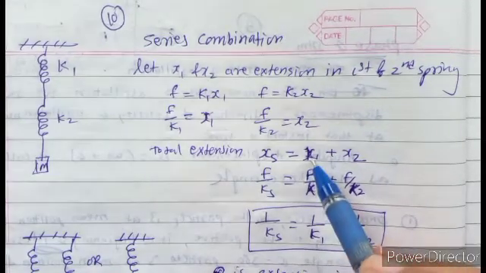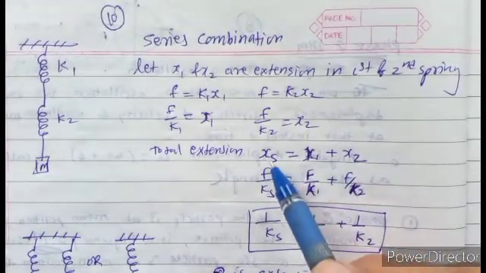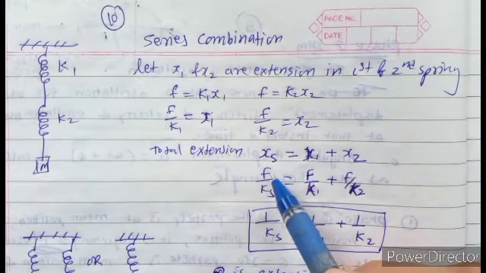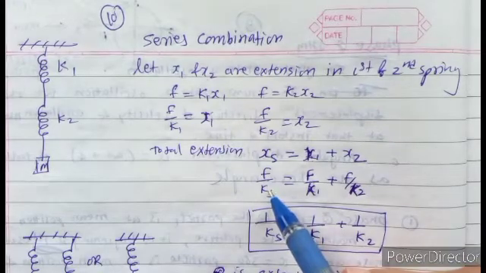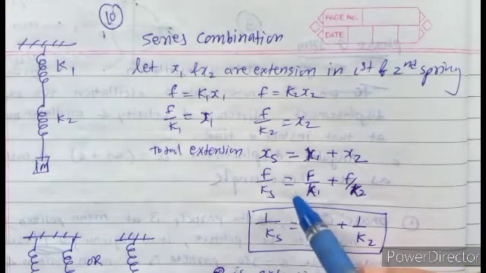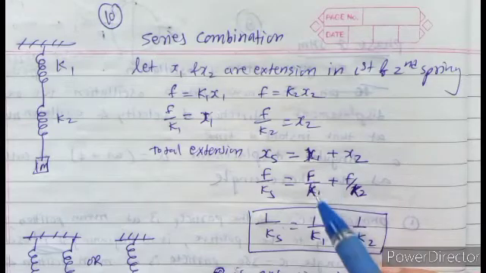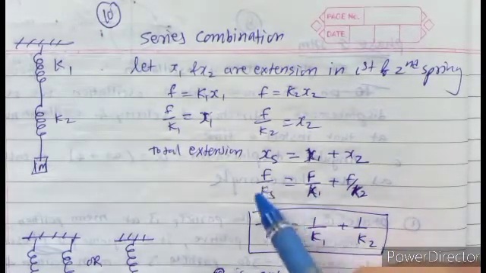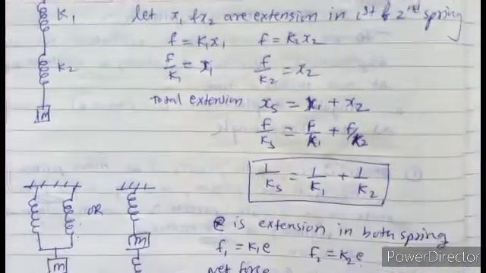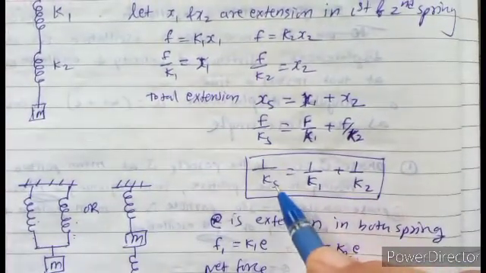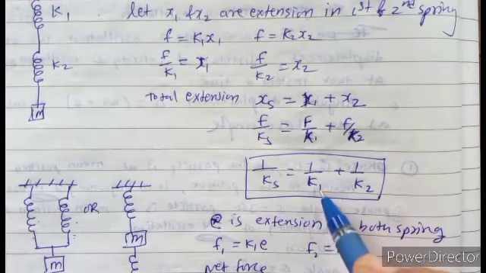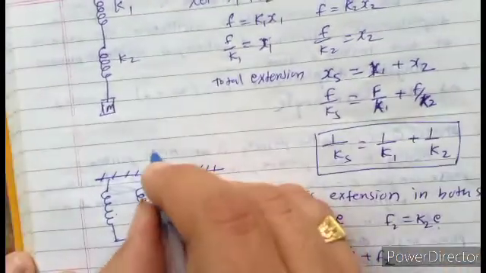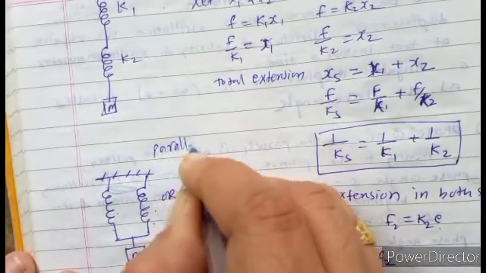Substitute the value of x1 and x2. For Xs, that is the resultant displacement, that is F divided by Ks, that is the resultant force constant, which is equal to F divided by K1 plus F divided by K2. Take F as common and cancel out F. That means in a series combination we get 1 upon Ks is equal to 1 upon K1 plus 1 upon K2. Now we see the parallel combination.